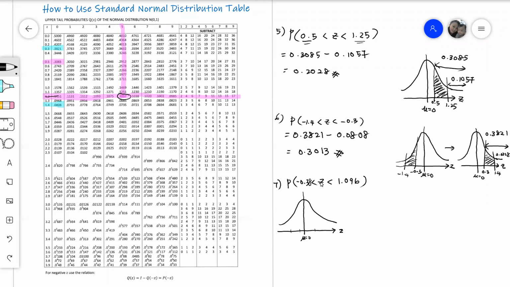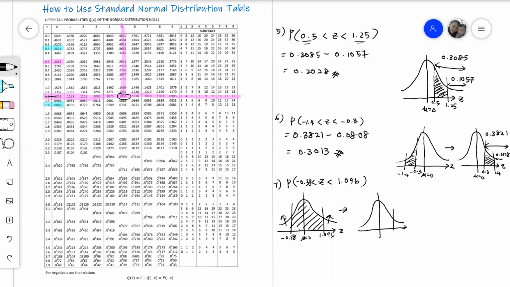So where is our negative 0.38? It's over here. And where is our 1.096? It's over here. What we want is the area in between them. If you're fast enough, you just take the right tails, because after we flip, we want it to become the upper tail also. Otherwise, I will break it down.